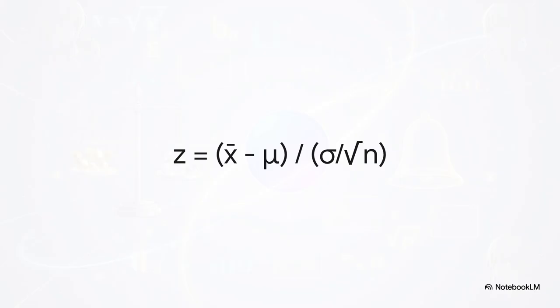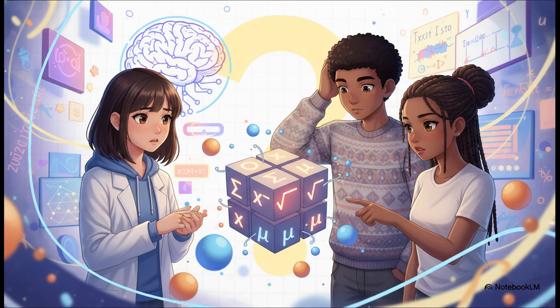If you've taken even one stats class, you know this formula for the z-statistic. It's everywhere, right? We use it for hypothesis tests, for confidence intervals, we just plug and chug. But have you ever really stopped and looked at it? I mean, really looked at it, because there's something weird going on here. And here it is. This is the paradox.